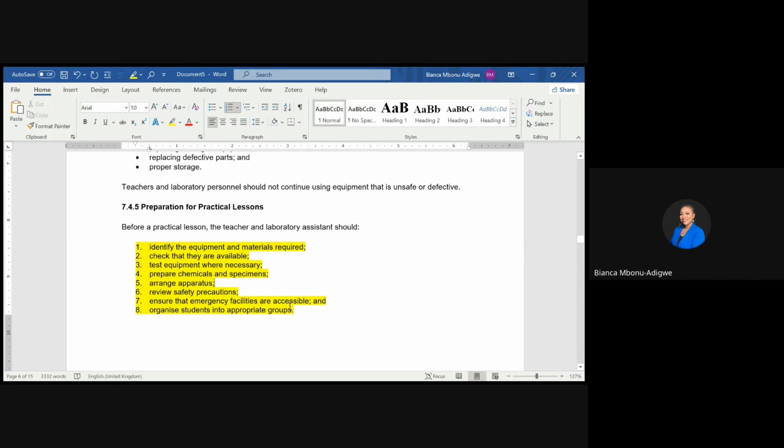If we need some kind of specimen, maybe onion or whatever it is that we want to do, she's the one that is going to provide those specimens. She will arrange the apparatus. She's going to review the safety precautions. She's going to make sure that your emergency facilities are accessible. And then she's also the one that will organize you people in appropriate groups.